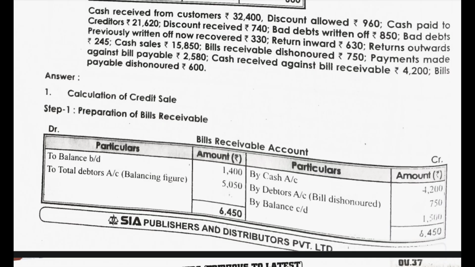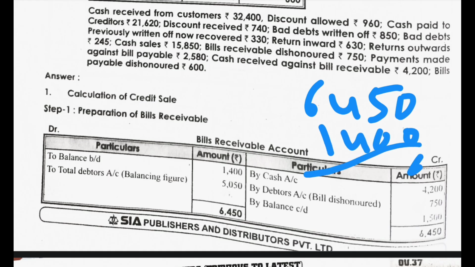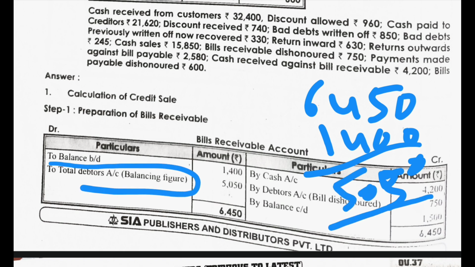Now add these three items: we get 6450 on the credit side, and on the debit side we have only one item, 1400. So you have to subtract this and you will get 5050. This balance you have to write to total debtors. You have to go stepwise only.